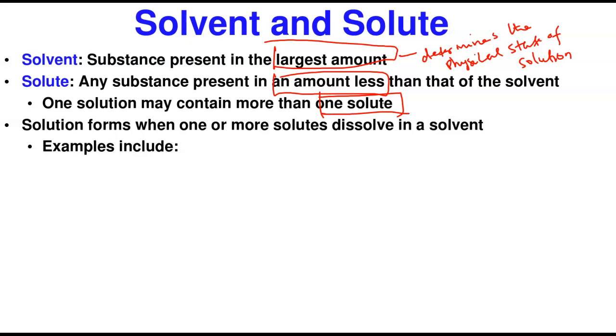The air we breathe contains a lot of gases, but in all of them, nitrogen is the greatest, and nitrogen is the solvent, and every other one will remain the solute. So a solution, of course, forms when two or more solutes dissolve in a solvent.